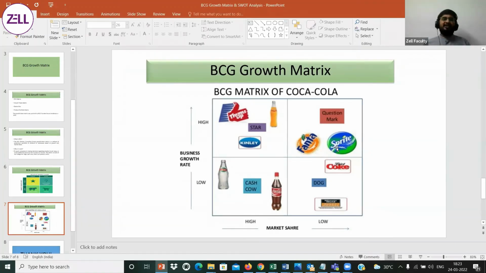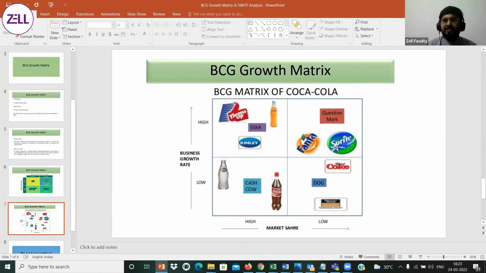But still, Diet Coke is running after 25 years. It was launched almost 25 years ago in the US, more than that. Why does Coca-Cola keep on investing in Diet Coke? Because it feels one day people will become health conscious and then they will ask for this product. That is why Coca-Cola is still investing in Diet Coke.